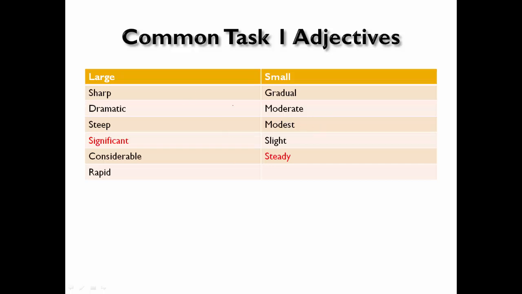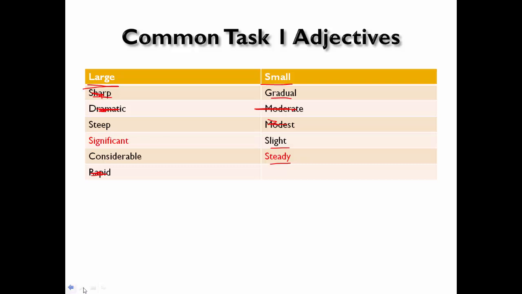So again, say pick 3 words that are for large and 3 words for small. So say you just wanted to learn gradual, slight, and steady. And then the same for here. Say you just learned steep, significant, and considerable. That will be enough for a 150 word essay. You don't need to learn all of them. Just pick, say 3, maybe 4 even, of the words you feel most comfortable using, and learn them. Learn the meaning, learn the synonyms, learn the antonyms, learn everything about those words.